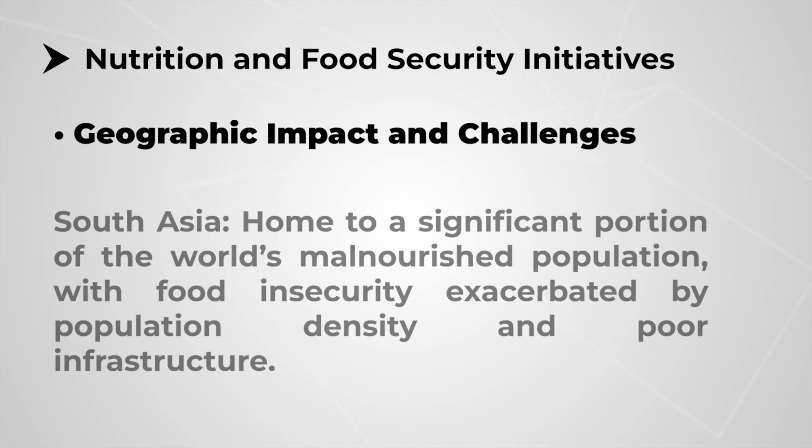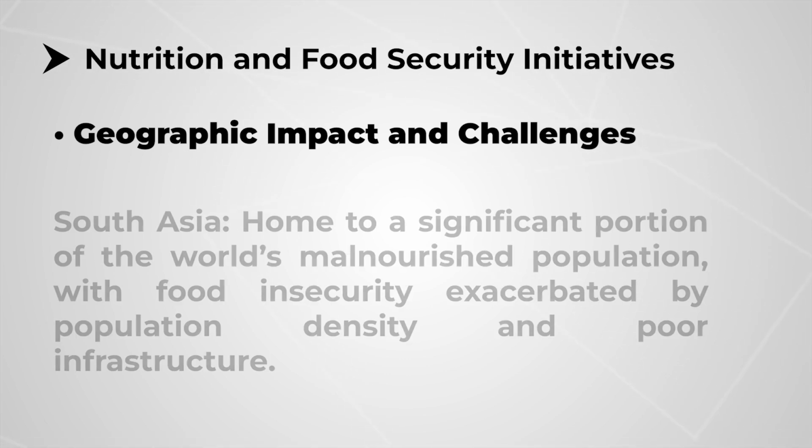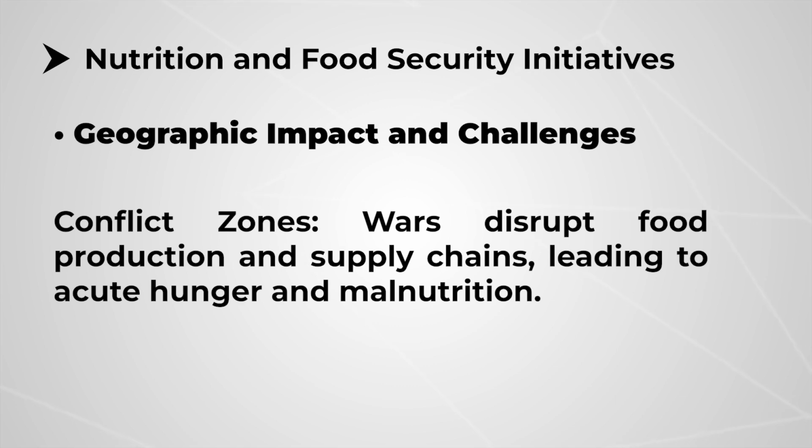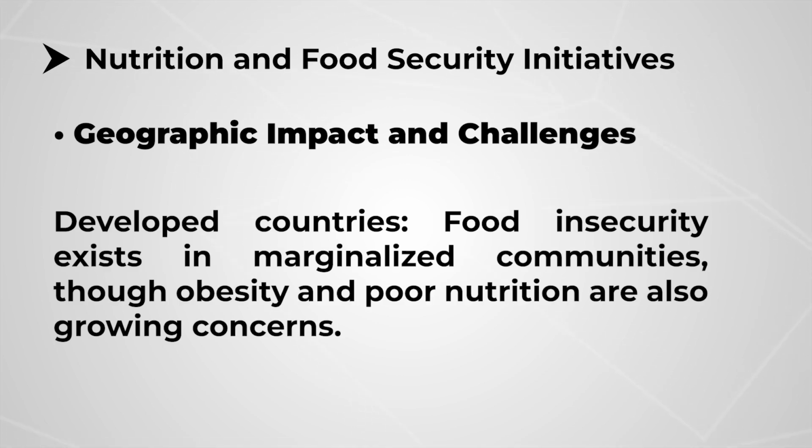So, South Asia is home to a significant portion of the world's malnourished populations, with food insecurity exacerbated by population density and poor infrastructure. Then we also have, learners, conflict zones, where war disrupts food production and supply chains, leading to acute hunger and malnutrition. In developed countries, food insecurity exists in marginalized communities, though obesity and poor nutrition are also growing concerns.